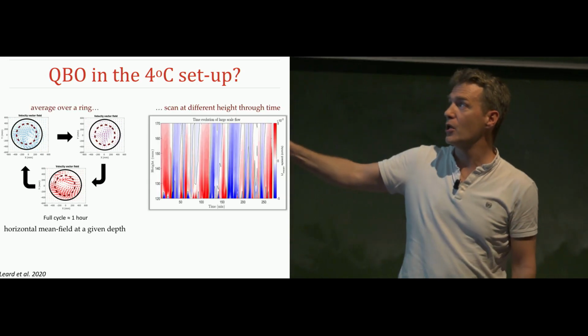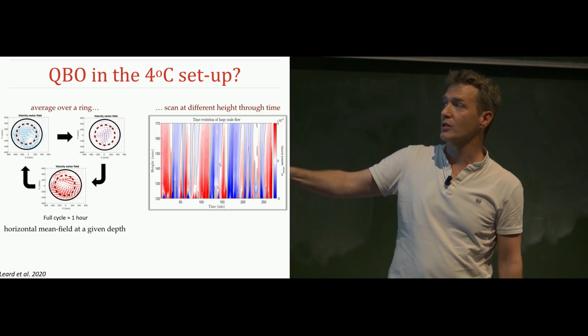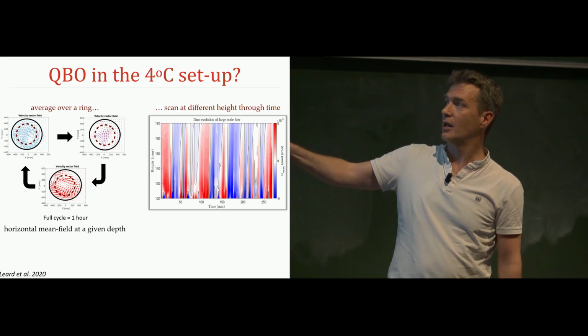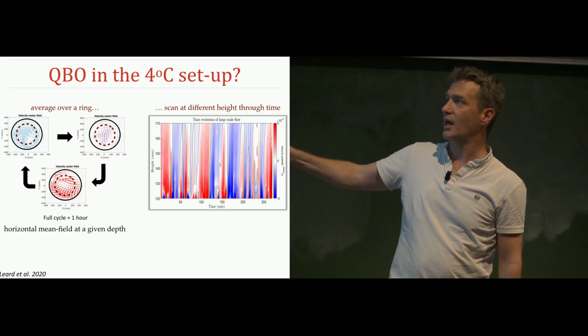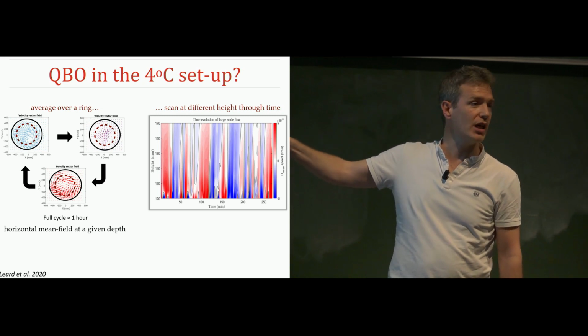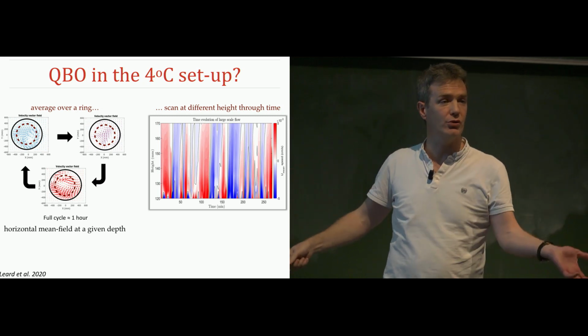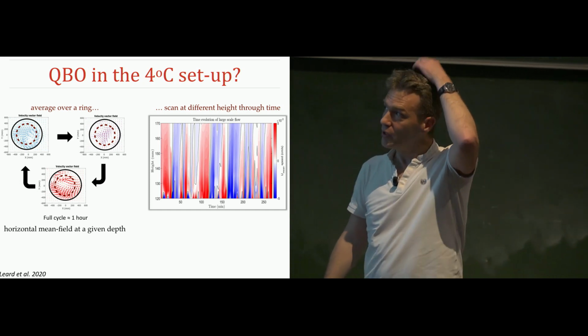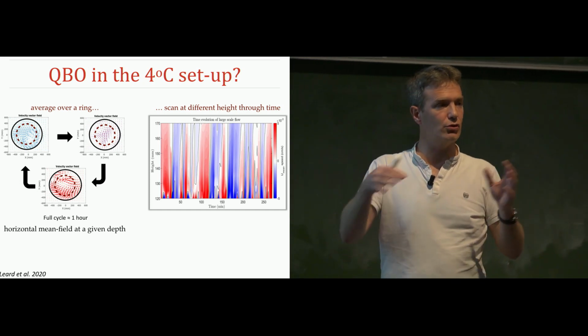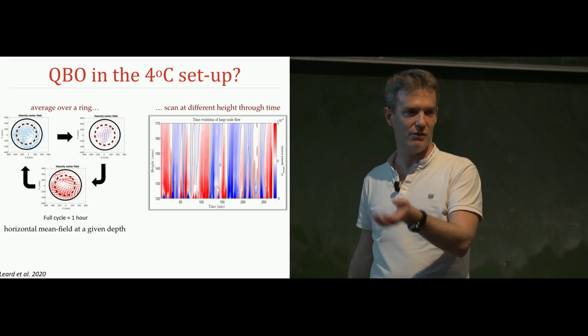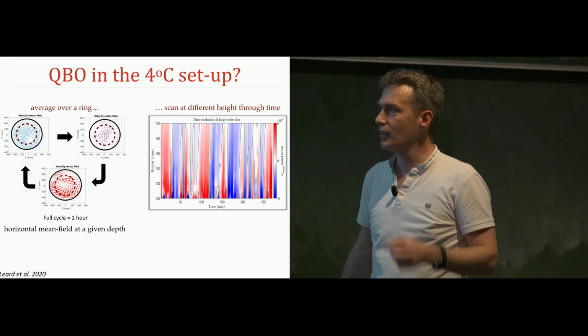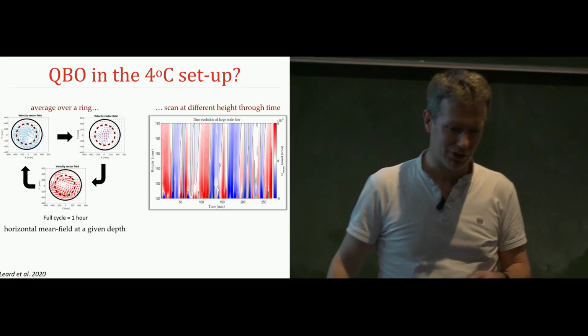And this is the measurement of the mean flow along this dotted line as a function of height and time. And you see that we have those types of reversals. So we do reproduce QBO in a self-consistent turbulent system. So we were initially very happy with that. It's not so long ago. The paper is just published.